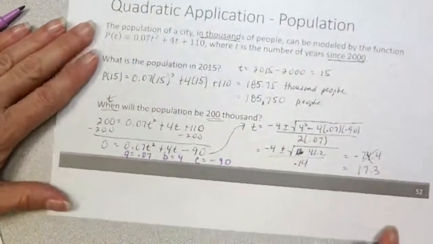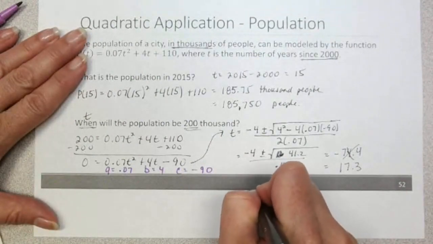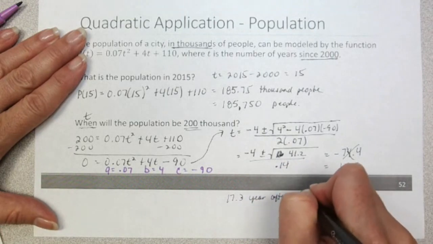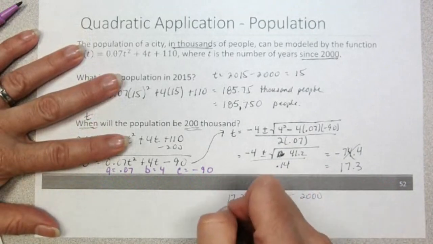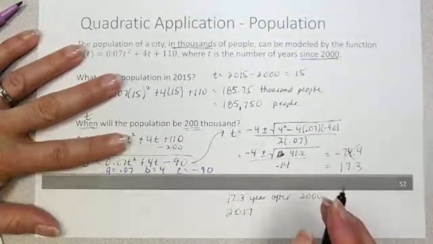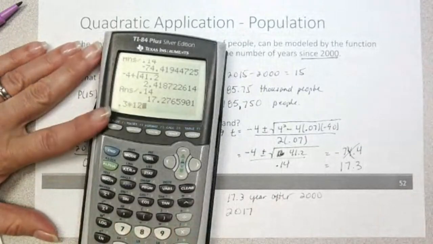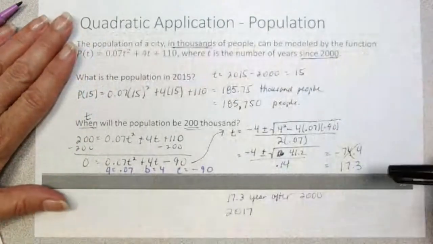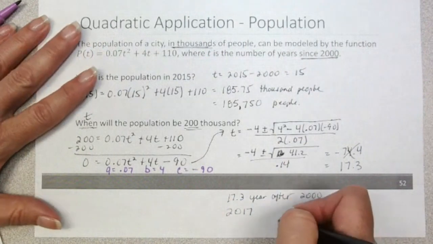I could do a couple of things here. I could say it's 17.3 years after the year 2000, or I could say that it's the year 2017 and 0.3. Let's see what that 0.3 is in months. If there are 12 months in a year, 0.3 of a year is going to be 0.3 times 12, or 3.6 months. So it's going to be in the year 2017, about 3.6 months in.